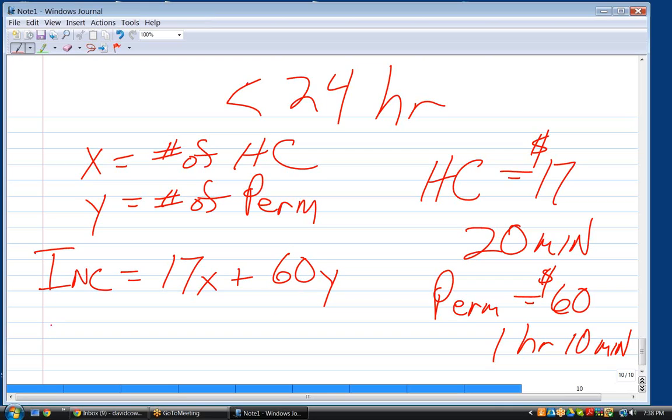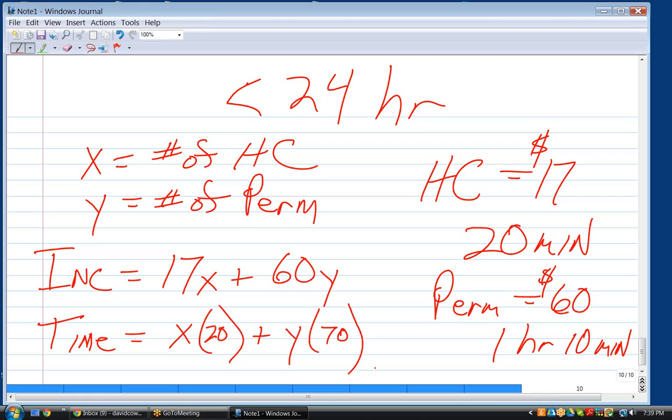What is the time? Then would you do 20? Yeah, the time that you're taking is 20 minutes per haircut. So it's x times 20, plus y times 70. So that's the total time you're going to take. And the total time has to be less than 24 hours.